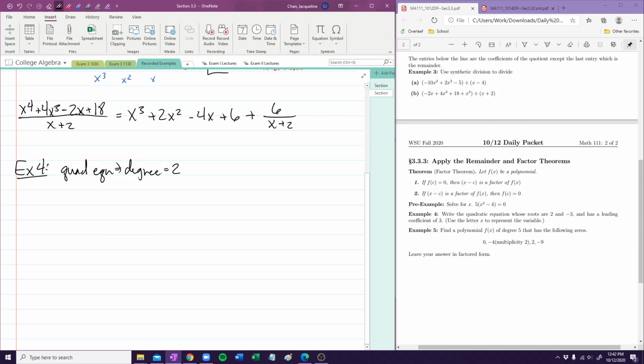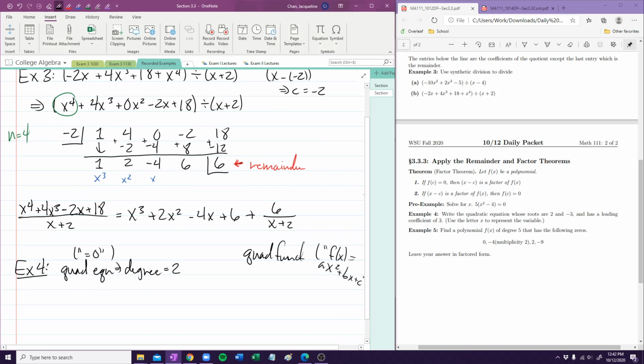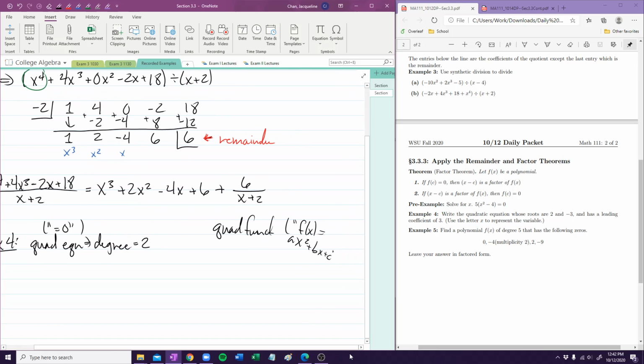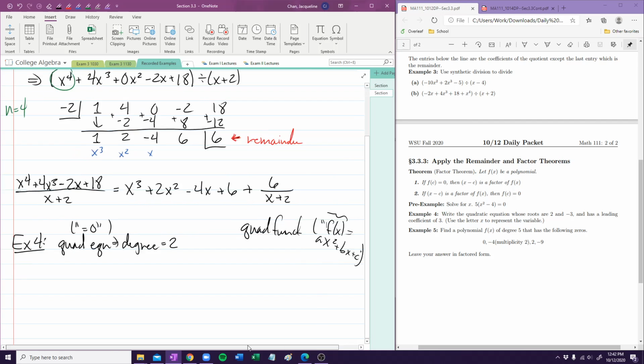But what is a quadratic? A quadratic equation is different from a quadratic function. A quadratic equation is going to equal 0. A quadratic function, you gotta be really careful when you see function, is just f of x equal to ax squared plus bx plus c. So a function, you let it equal this guy. An equation is when it equals 0.